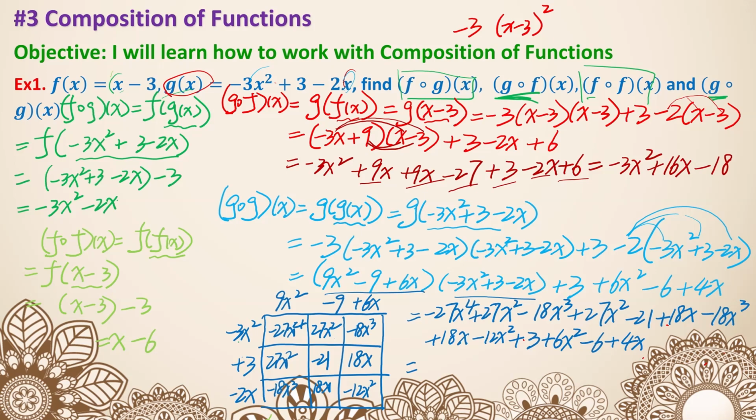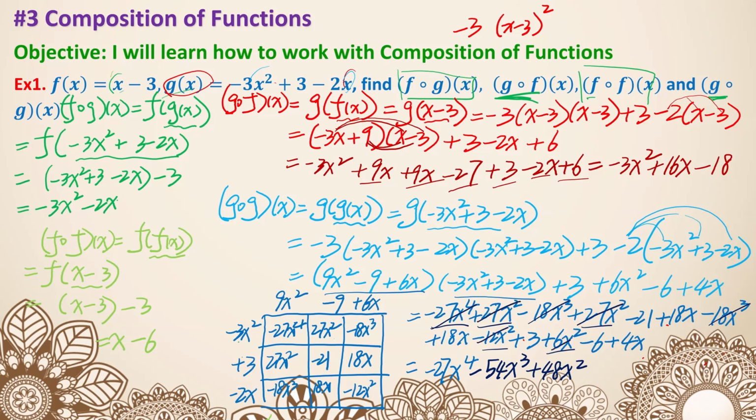Let's simplify. First, the 4th power, so it's negative 27x to the 4th power. That's right there. I'm going to cross it out. Then I'm going to look for all the cubes. A negative 18x cubed, another negative 18x cubed. That's all the cubes. This is a minus 54x cubed. Then I'm going to look for all these squares. 27x squared, 27x squared, and a negative 12x squared. So 27 is 54. Minus 12 is 42. Plus a 6, so plus 48x squared.